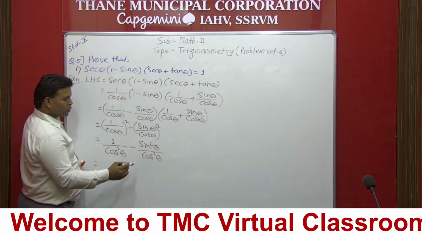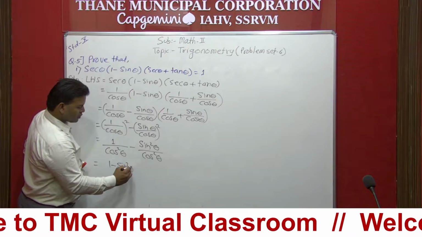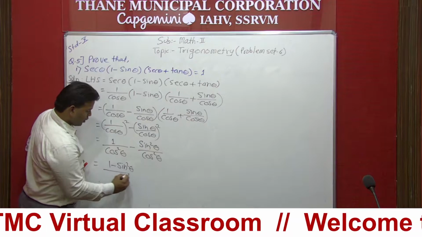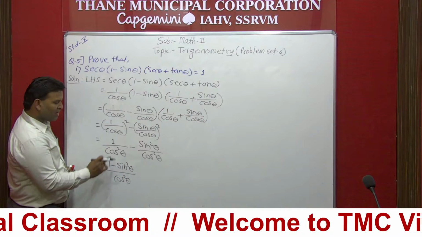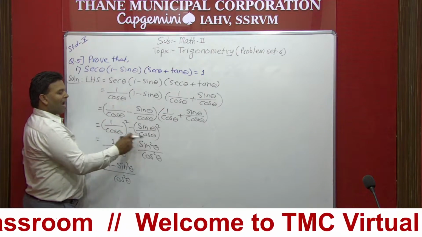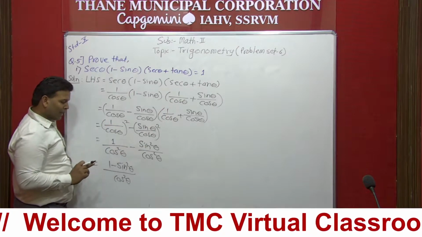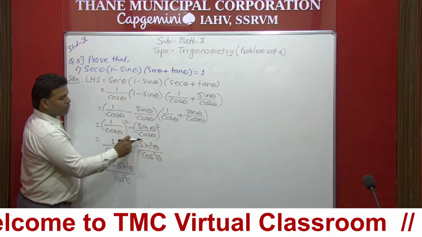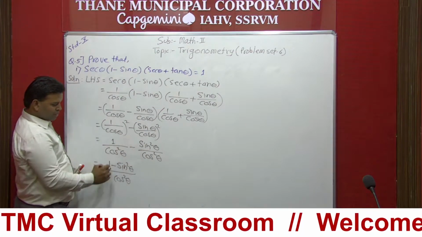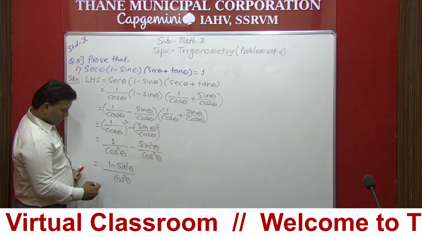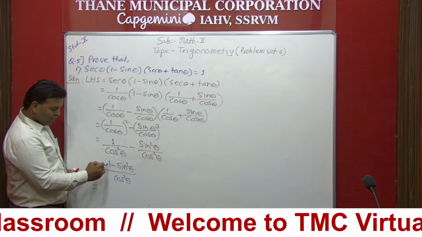So what I am going to do, I will write down 1 minus sine square theta upon cos square theta. Now remember student, whenever the denominators are same, we can add or subtract the numerators directly. No need to do the cross multiply. Here denominators are same, that's why I am going to subtract both numerators. So 1 minus sine square theta. Here this is the term. Now the next step is 1 minus sine square theta.